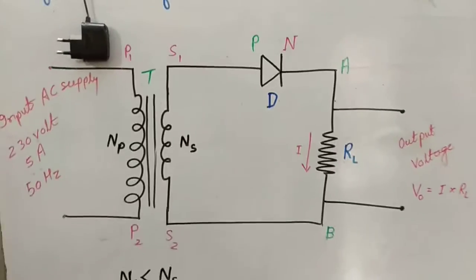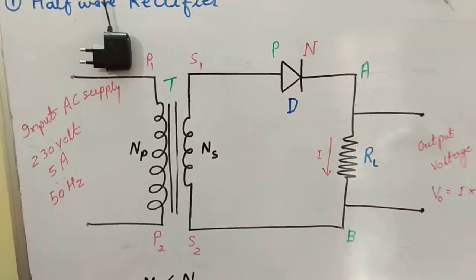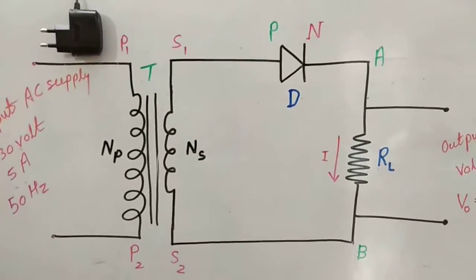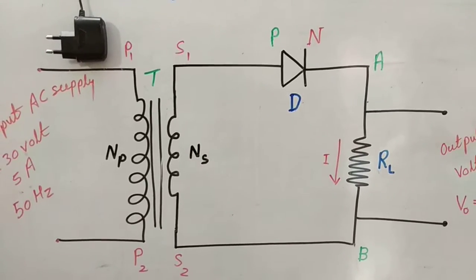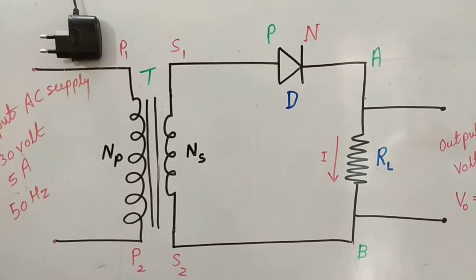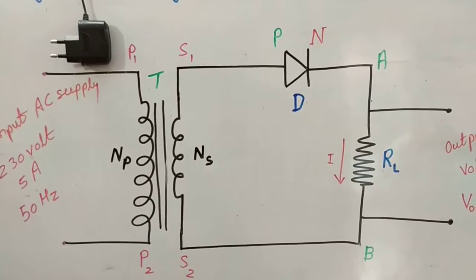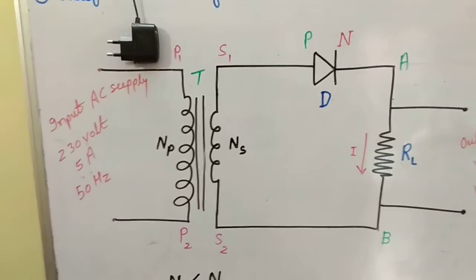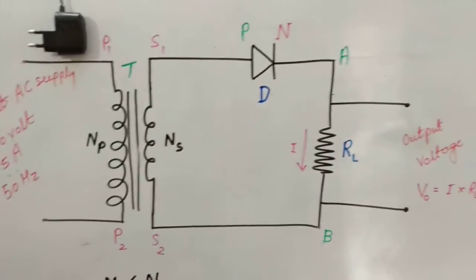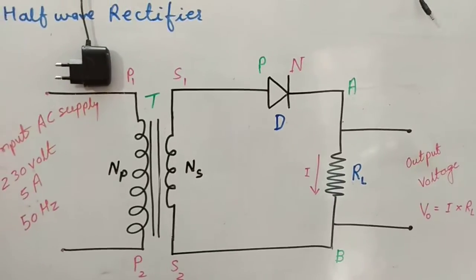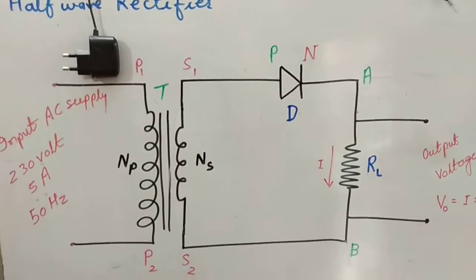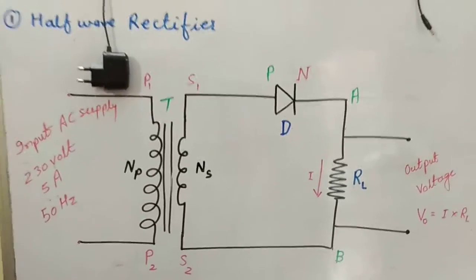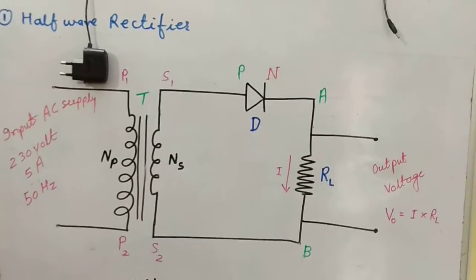In the second case, when S2 is positive and S1 is negative, this PN junction diode is in reverse bias and it does not conduct current. Means there is no current flowing to the load resistance and no output is obtained. So during each positive half cycle, current flows through the load resistance and output is taken. Therefore such type of circuit is called a half wave rectifier.